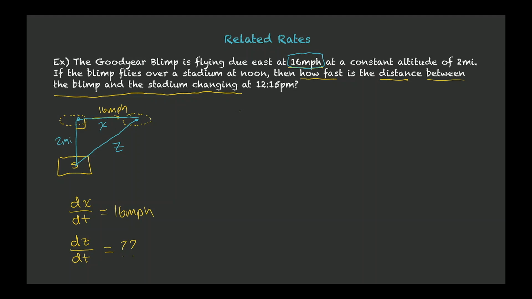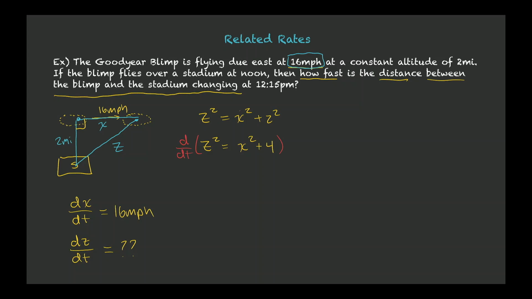So we can use Pythagorean's formula to say that z squared is equal to x squared plus 2 squared. Or simplifying, z squared is equal to x squared plus 4. So now I have a formula that relates together the variables that are changing in the problem. And now the third key step is just to take the derivative with respect to time.